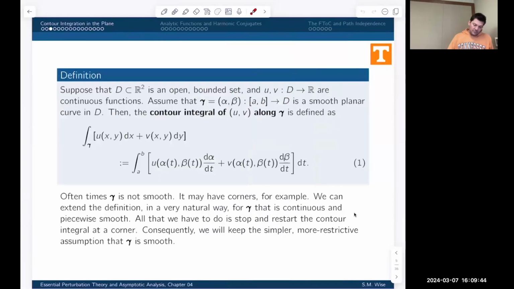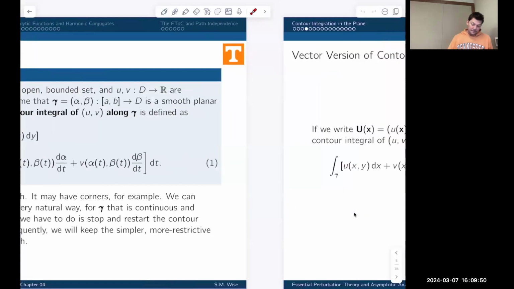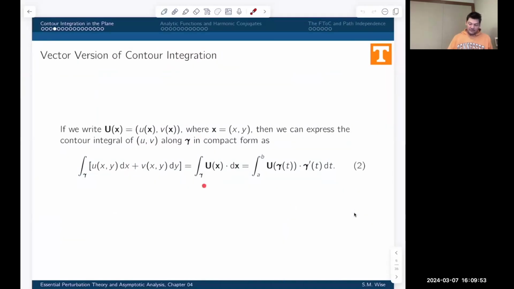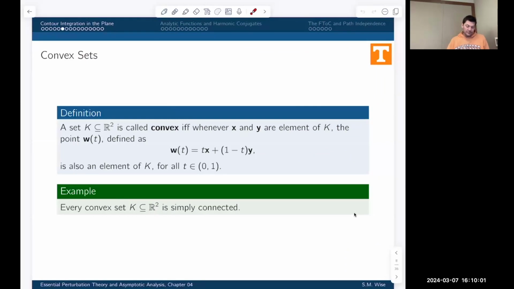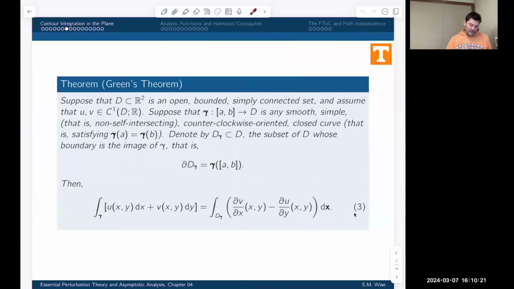So we went over contour integration in the plane for real functions. We argued that it can be written in a vector format, which is kind of useful. We talked about simply connected sets and convex sets. We said that every convex set is simply connected, and basically every disk is a convex set and therefore simply connected. So if you want to think about these sets as just being a disk, that's fine, usually. We talked about Green's theorem. I think we maybe ended on Green's theorem.